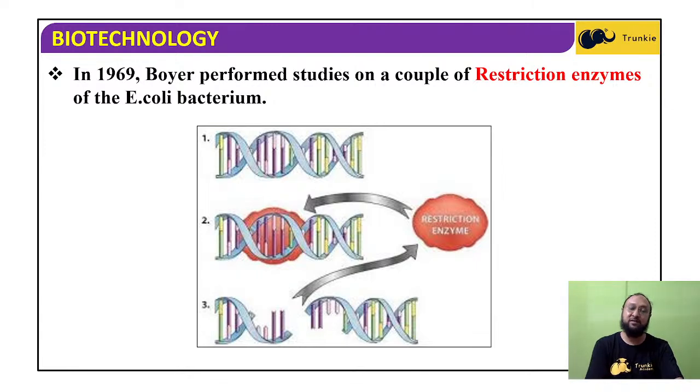Then in 1969, Boyer performed studies on a couple of restriction enzymes of the E. coli bacterium. A restriction enzyme is a kind of enzyme that breaks DNA into fragments, and is also called molecular scissors. Escherichia coli is a kind of bacteria which he used as the model organism, and from E. coli he studied the restriction enzyme.